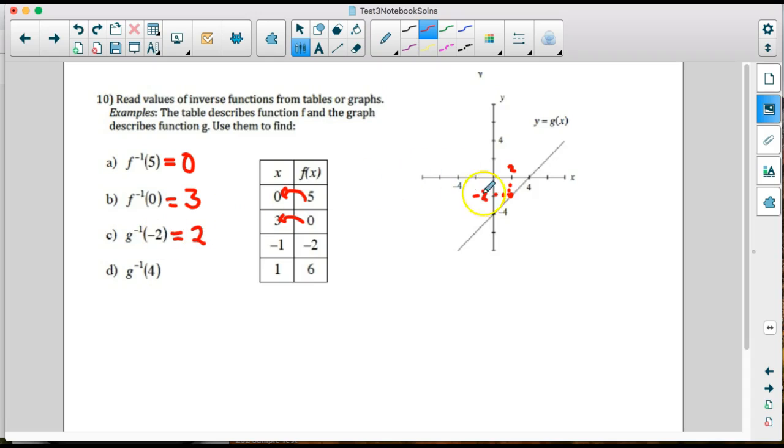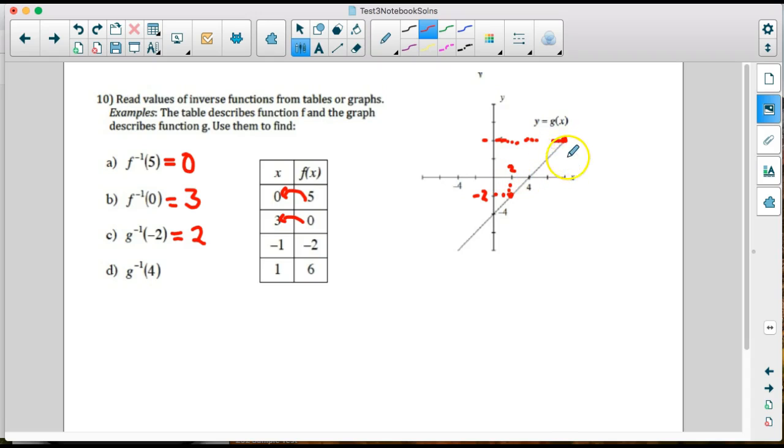Because we started with -2, we read to the graph, we read up. g inverse of 4. So we're going to go to 4 here, right here, and we're going to read to the graph. Okay, so we're all the way over here. Basically, that's the graph. And this time we have to read down to the x-axis.